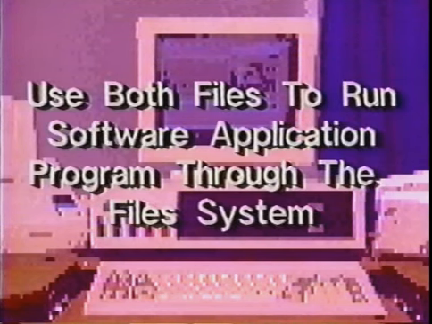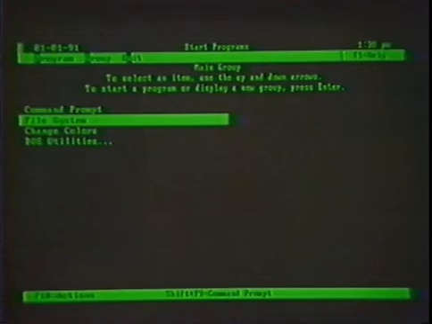One unique DOS feature is that you can run your software application programs through the file system. The simplest way to approach this is through the batch files. This is the easiest and fastest way to run your software through the new DOS. If you don't have a batch file for your application, you must create one first before trying this exercise. I have created a word processing batch file and called it ws5.bat.